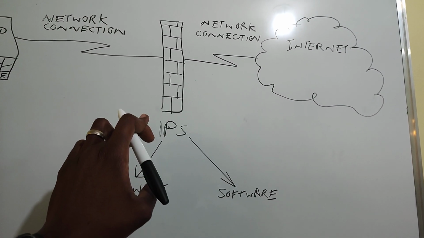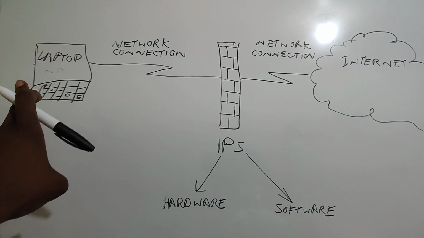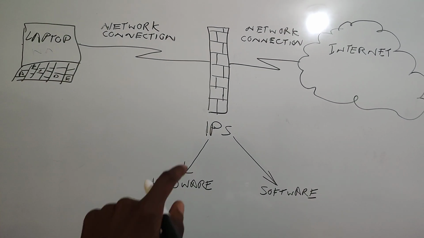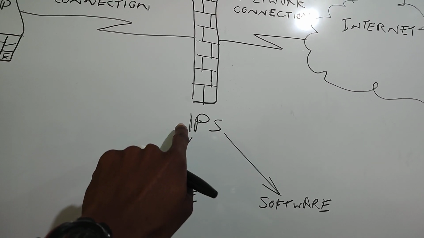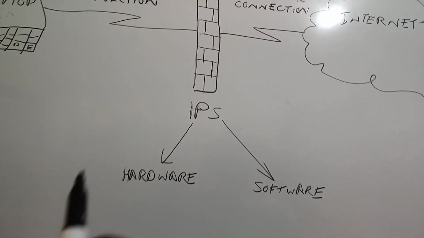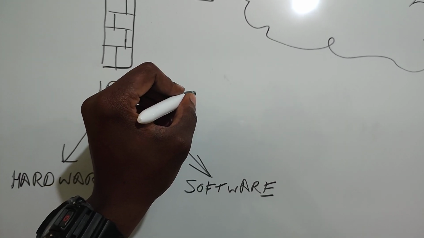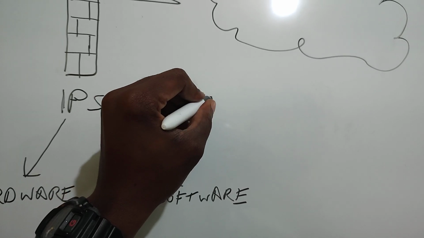I have what we call an IPS. We have the internet, and there is like a laptop. So it's just like a draft. This thing we call IPS is basically referred to as an intrusion prevention system, or just another common name, it's called a firewall.